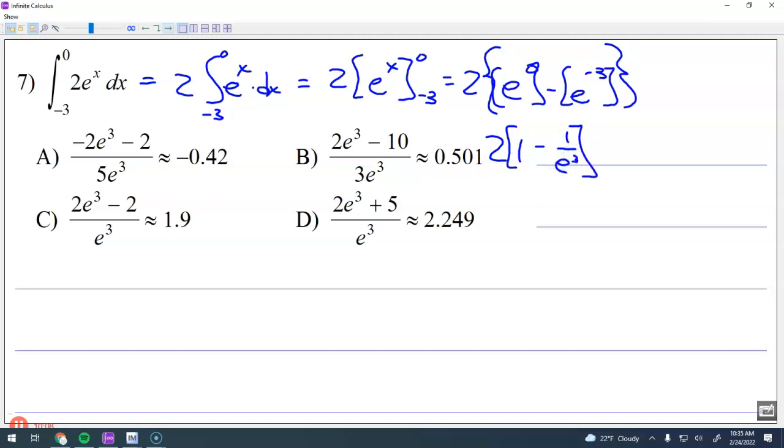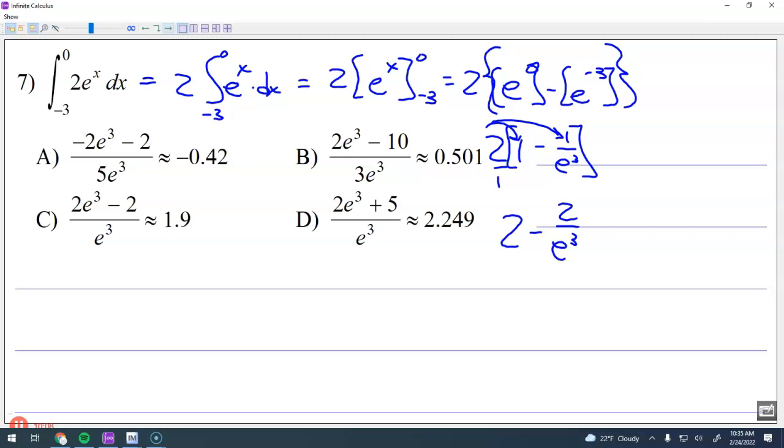So I get that. And then I'm like, okay, well they don't have any parentheses, so I probably should distribute. So I'll get 2 minus 2 over e to the third. Like 2 times 1 is 2. And then 2, this is really like 2 over 1, times 1 over e to the third, so 2 over e to the third.